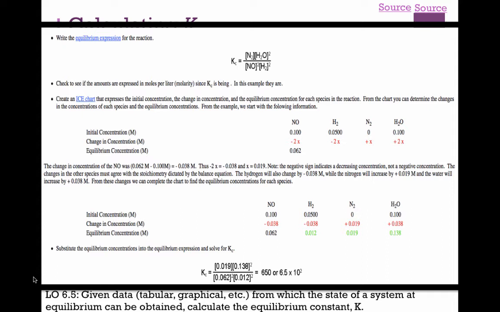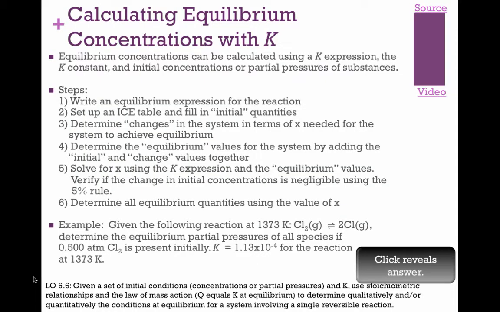Walk away. So, K is 650, greater than 1. What's favored? Products. Okay. Then we could calculate equilibrium concentrations if we're given K. So it's just going backwards. We have K, and it's when we plug in X's. What do we have to do if we have X's? Assume X is small. Assuming is good in this case.